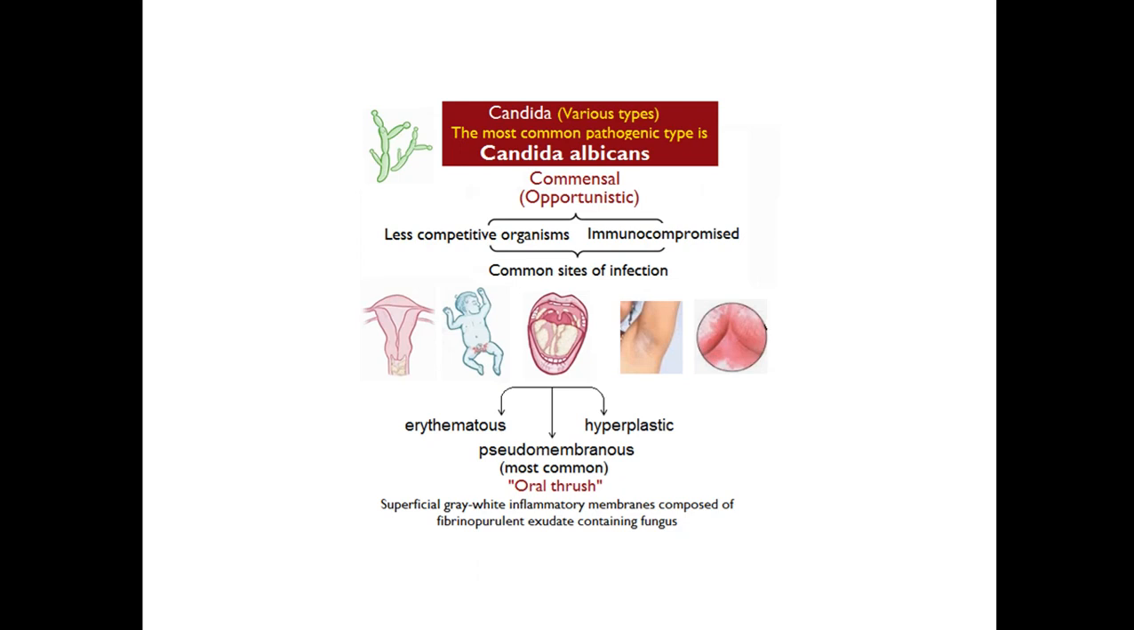Now the common sites are those that are moist and warm, particularly the oral cavity, the armpits, the areas under the breasts in females, the diaper region of a baby, and the vagina of the female. Out of the three types, hyperplastic, erythematous, and pseudomembranous, in the oral cavity the pseudomembranous type of candidal infection is the most common. It is characterized by superficial gray-white inflammatory membranes composed of fibrinopurulent exudate containing the fungus and dead cells filled with keratin.